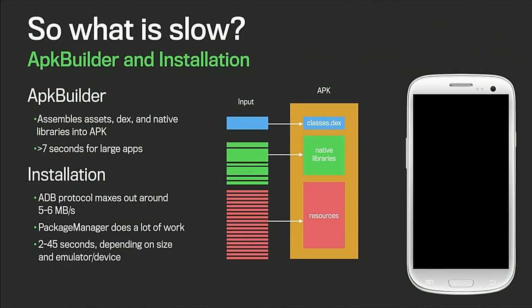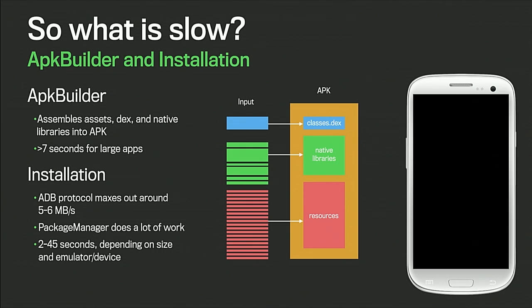Once they were all done, what was still slowing us down? Well, we identified two big things that were still problematic. And those are ApkBuilder and the installation process. So ApkBuilder is part of the Android SDK. If you use Gradle, this is what's referred to as the package debug step. And it's basically a process that takes your assets, your DEX, which is your compiled Java code, and your native libraries, and just sort of smushes them all into one file, which is your APK. That's the final app that you install on your device.